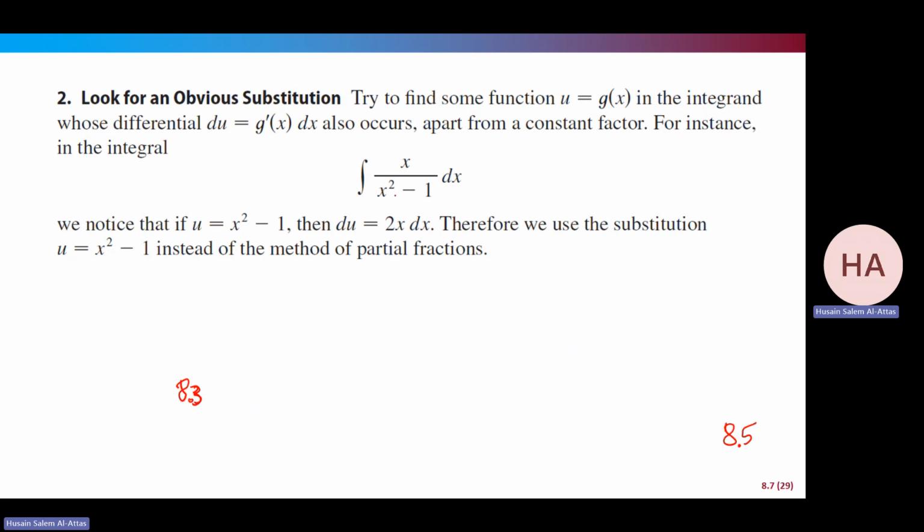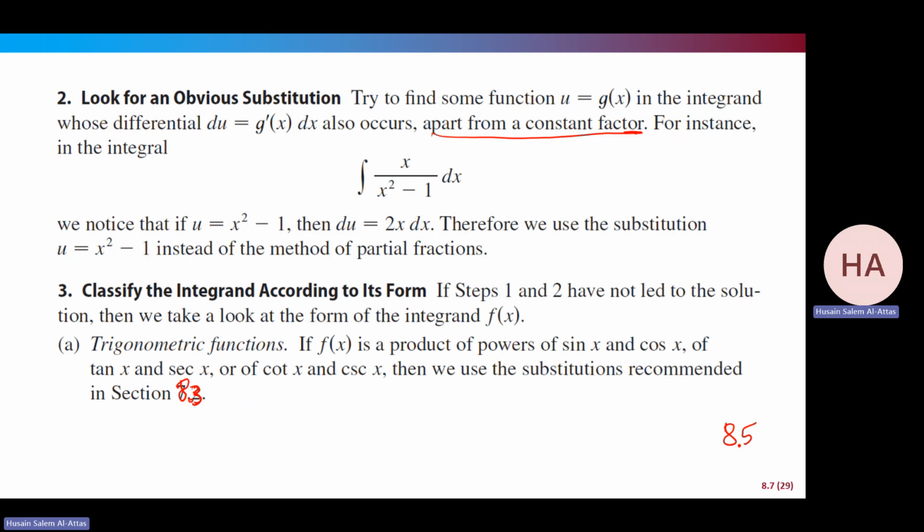If you look at this, apart from a constant factor, sometimes multiplying by a constant will help. You always need to think about an obvious substitution. This is one of the first things to start with. Then classify the integrand according to its form.